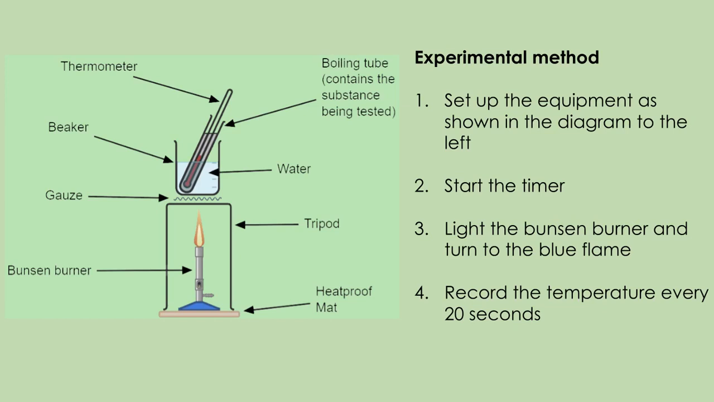The beaker has some water in it, and then inside that water you have a boiling tube, and that boiling tube is going to contain the substance that's being tested, that we're trying to work out the melting point of. It's also going to have a thermometer so we can measure the temperature. So you'd set up the equipment that's shown in the diagram. You would start the timer, light the Bunsen burner, turn it onto the blue flame, but we try and put it on that borderline where it is blue, but it's not that roaring, really vigorous blue flame that's going to heat it too quickly. And you'd record the temperature every 20 seconds or so so that we could see how the temperature changes.